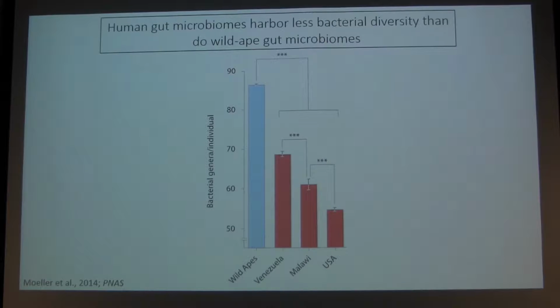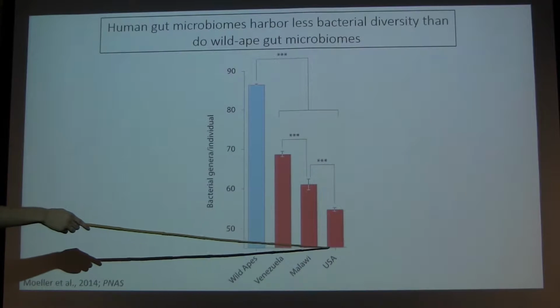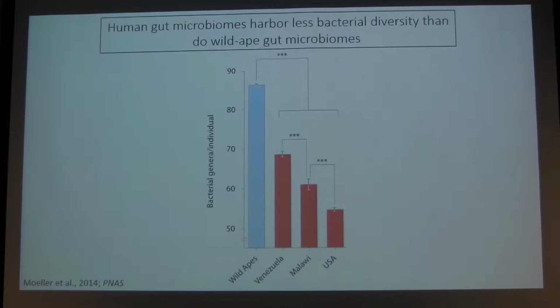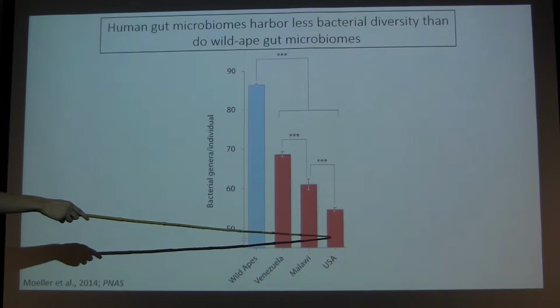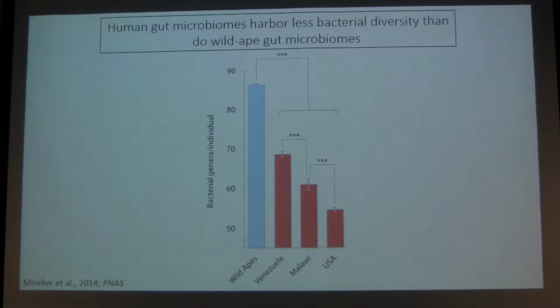And what surprised me about this is we didn't just see a decrease in humans from the United States relative to wild apes, but also humans living in Venezuela and Malawi. And presumably these people in Venezuela have very limited exposure to antibiotics or to modern medical practices. So I take this as evidence to suggest that there's been a reduction in diversity in the human gut microbiome even before the advent of modern medicine and antibiotics. I think it likely predates the divergence of extant human populations, but there's been probably a secondary depletion. This depletion has been exacerbated by the use of antibiotics in modern medicine.